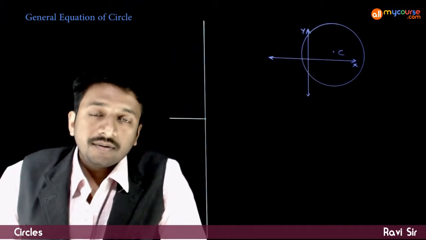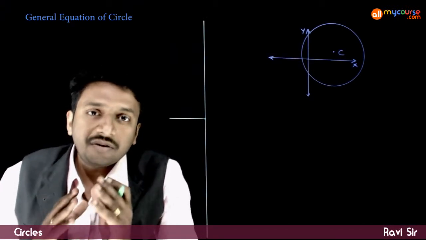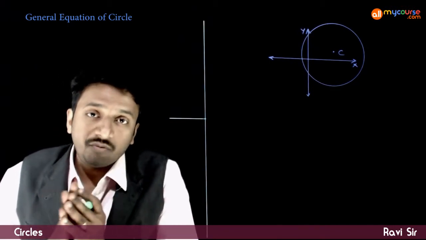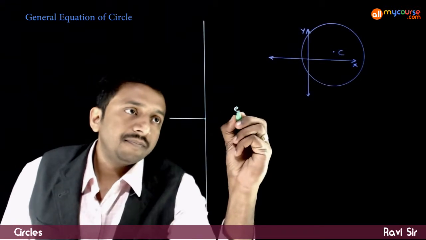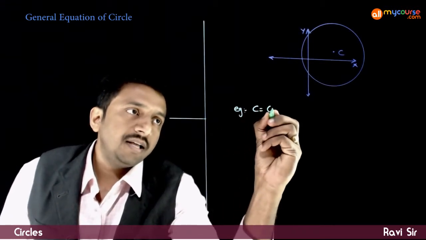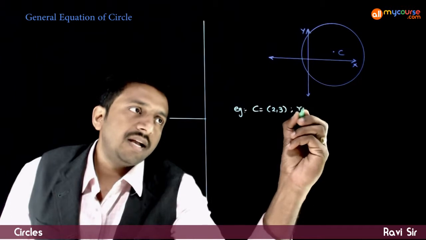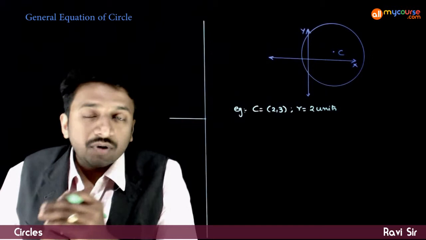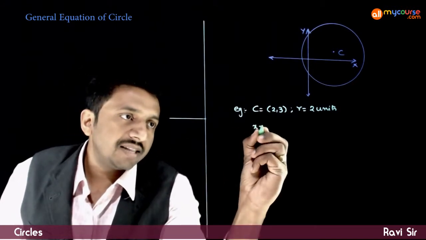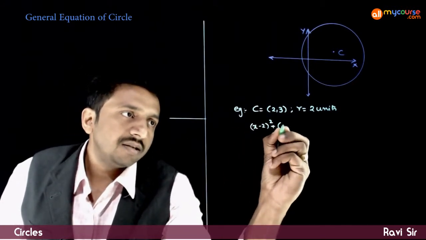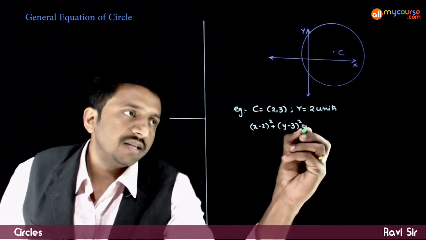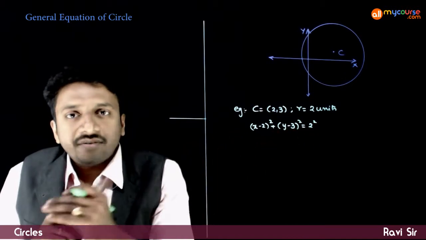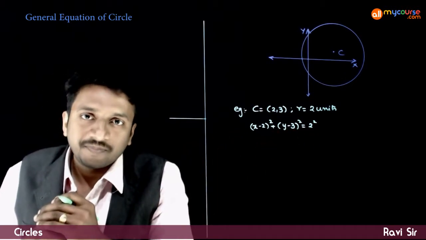Welcome students. In this video, let us look at the general equation of a circle. We have already seen the standard equation of a circle. For example, if the center of the circle is (2, 3) and the radius is equal to 2 units, what is the equation of this circle? The equation is nothing but (x - 2)² + (y - 3)² = 2². This form is called the standard form of a circle.